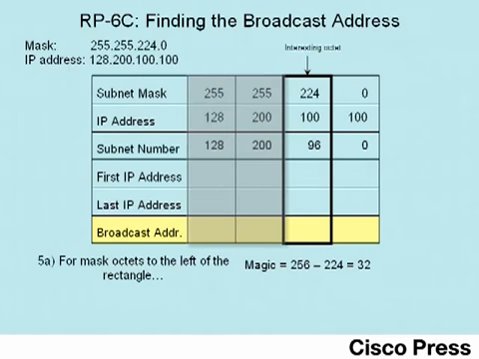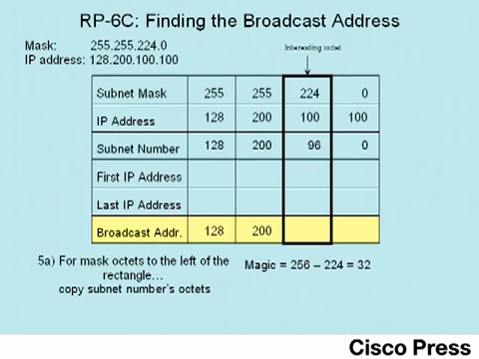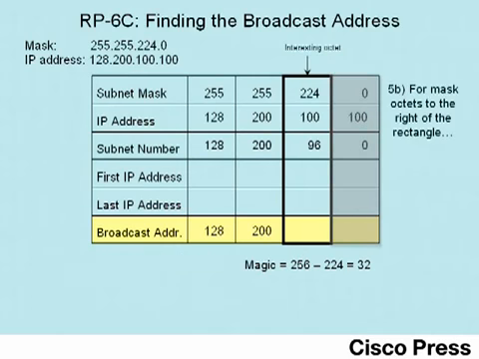For those octets, we simply copy the subnet number's value down to the broadcast address. Simple enough. Then for any octets fully to the right of the rectangle, or octets whose mask value is 0 if you prefer, we're going to write down a 255 in that octet of the broadcast address. So in step 5a, we copied the subnet number octets, and in step 5b, we wrote down 255s in the octets to the right, leaving a single interesting octet to figure out the value for.